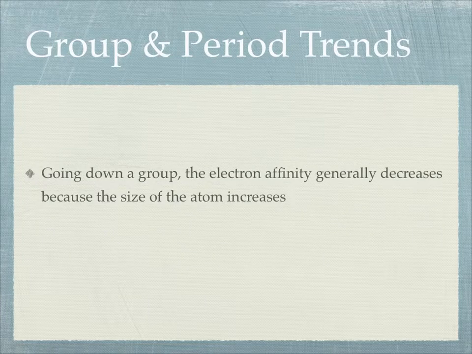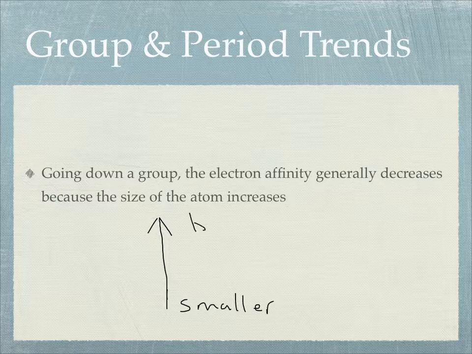In general, if you looked at ptable.com and looked at these, you'll notice that this trend is the most difficult one to pick up. But in general, going down a group, the electron affinity generally decreases because of the size of the atom. It's smaller, decreases as you go down, gets bigger as you go up.